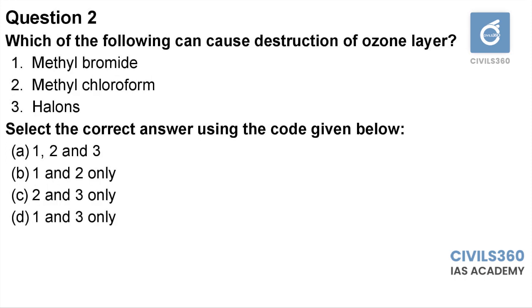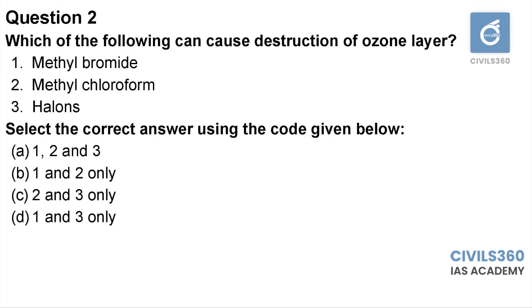Question number 2. Which of the following can cause destruction of ozone layer? 1. Methyl bromide. 2. Methyl chloroform. 3. Halons. The common ozone depleting substances are chlorofluorocarbon, hydrochlorofluorocarbon, hydrobromofluorocarbon, halon, methyl bromide, carbon tetrachloride, and methyl chloroform.